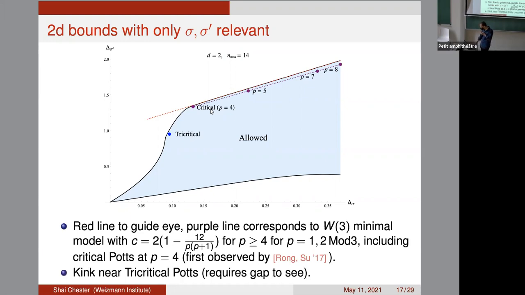Okay, so this is our first main result. And the main point is that we see two very clear kinks, one for the critical, one for the tricritical. So people, I think last week, were discussing, is there some simple case where you see two kinks for two different theories in one plot? And the answer is yes. And it's right here.